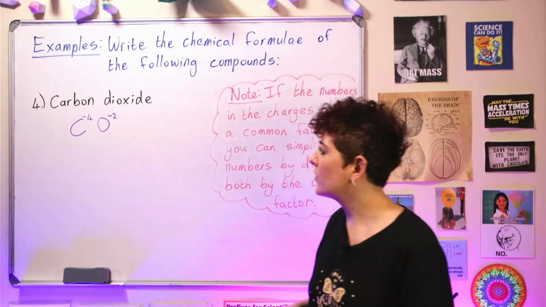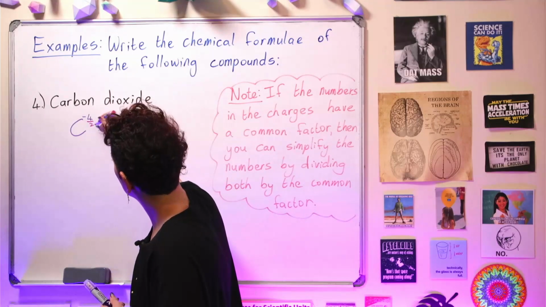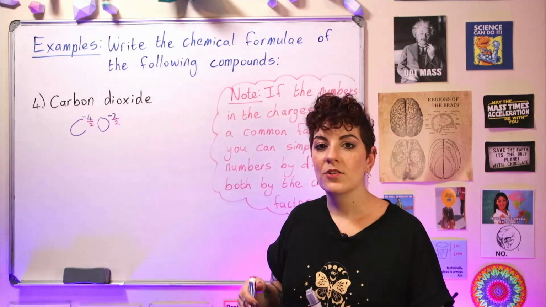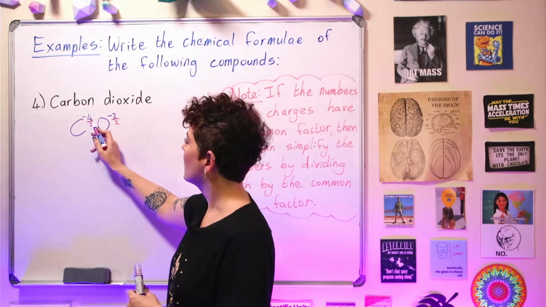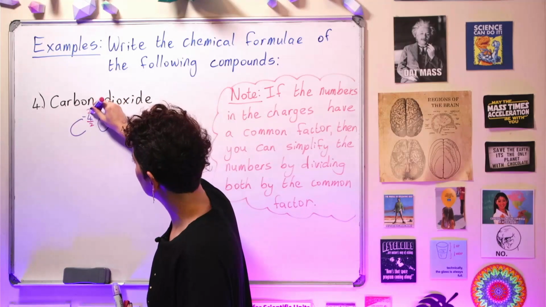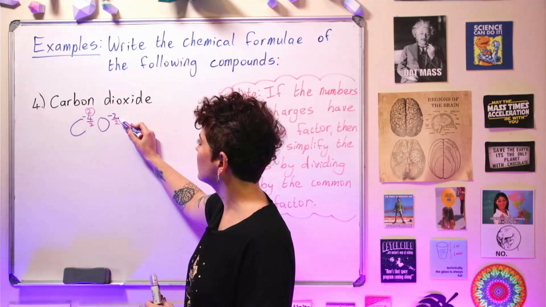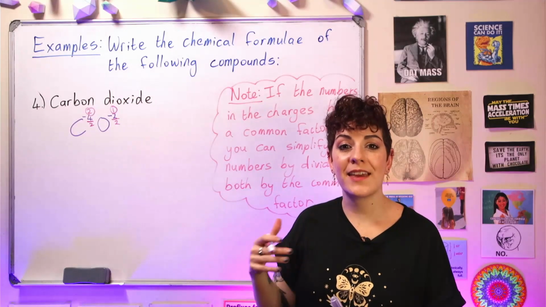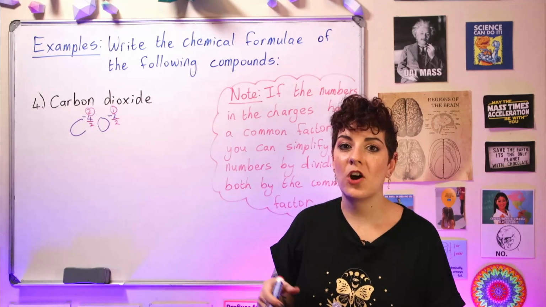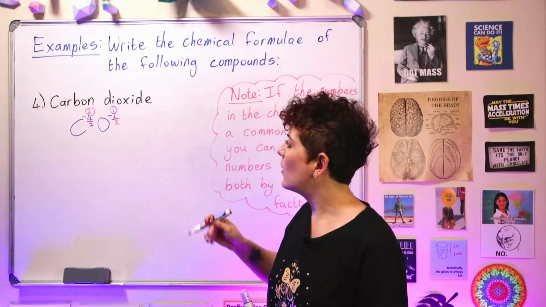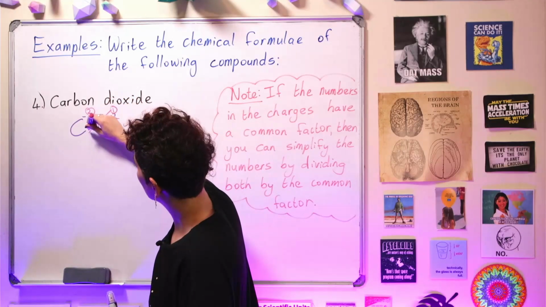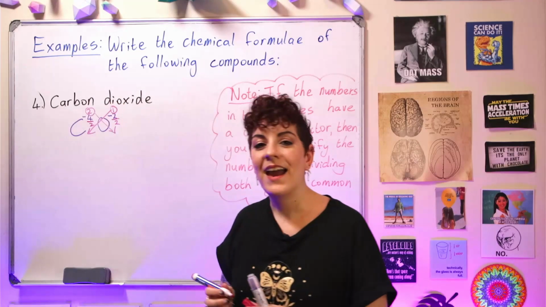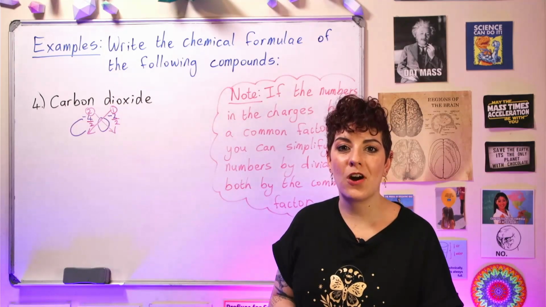So I can divide both of these numbers by 2, like so and like so, and that means that I'm simplifying the numbers. So ignoring the signs and just looking at the numbers, for carbon, 4 over 2 is going to give us 2. And for oxygen, 2 over 2 is going to give us 1. Okay? So I've simplified those numbers because they have a common factor, and I divided both by the common factor of 2. So now I can cross over these simplified numbers. I can cross over the 1 to the carbon corner and the 2 to the oxygen corner. And now we can write our final formula for carbon dioxide.